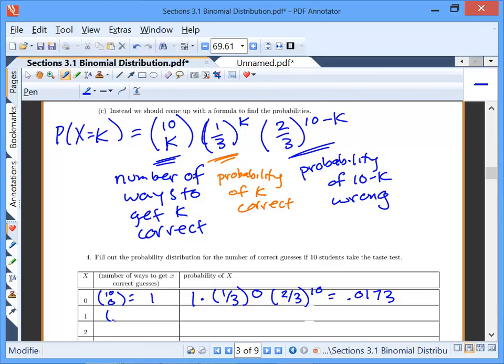How do I find the number of ways to get 1 correct? That would be 10 choose 1. Everyone remember where it is on your calculators? It gives me 10. So there are 10 ways to get 1 correct. So it's going to be 10 times 1/3. I need to get one of them correct. And if I get 1 correct, how many do I have to get wrong? I have to get 9 wrong. So 0.0867.